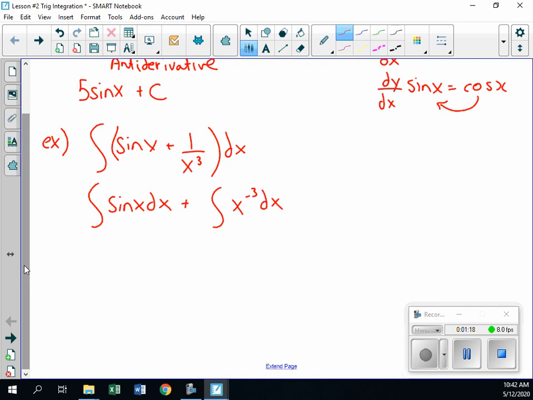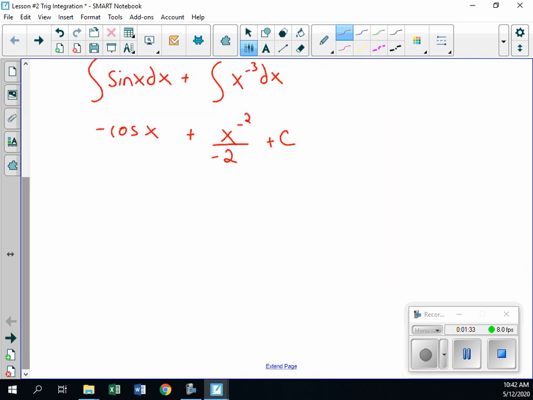And now I'm going to get negative cos x, which is the antiderivative of sine x, plus here I'm going to have my x add an exponent, negative 2, divided by negative 2, plus a constant. Clean it up a little bit: negative cos x minus 1/2 x to the power of negative 2 plus my constant, or negative cos x minus 1 over 2x squared plus my constant.